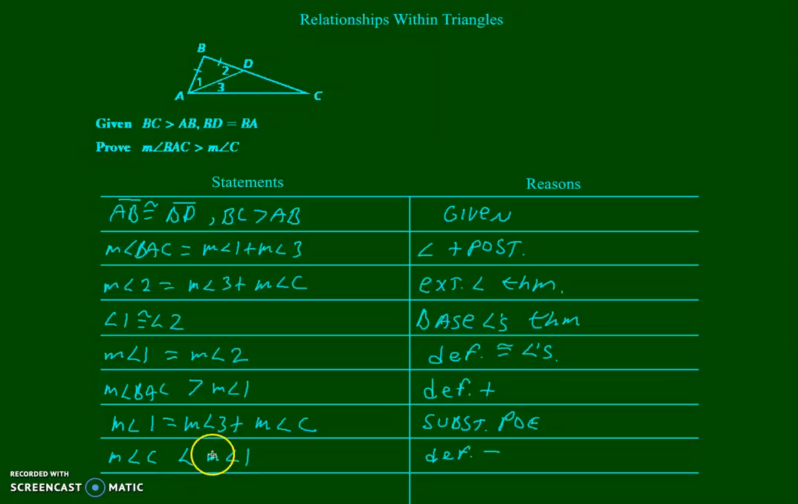So because BAC is greater than angle 1 and angle 1 is greater than angle C, then by the transitive property you can see that the measure of angle BAC is going to be greater than the measure of angle C. So the measure of angle BAC is greater than the measure of angle C. Okay, well that's a form of the proof. There are probably many ways that we can solve the same proof, but this one will work. And so now let's move on to the next section.